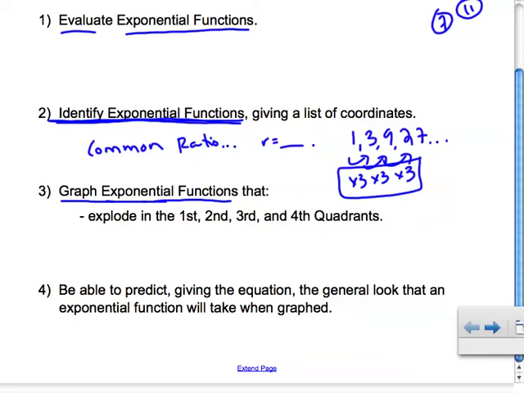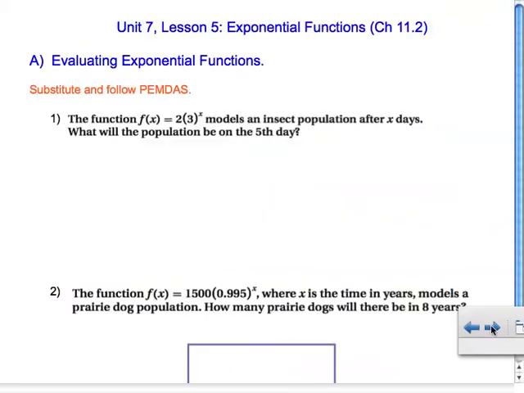And that actually goes into being able to predict, given the equation, the general look that a graph will take, kind of before you actually graph it. If you're looking at the equation, what's going to be important, and this is going to be reinforced in what we did in the computer lab. Okay, so let's get started.